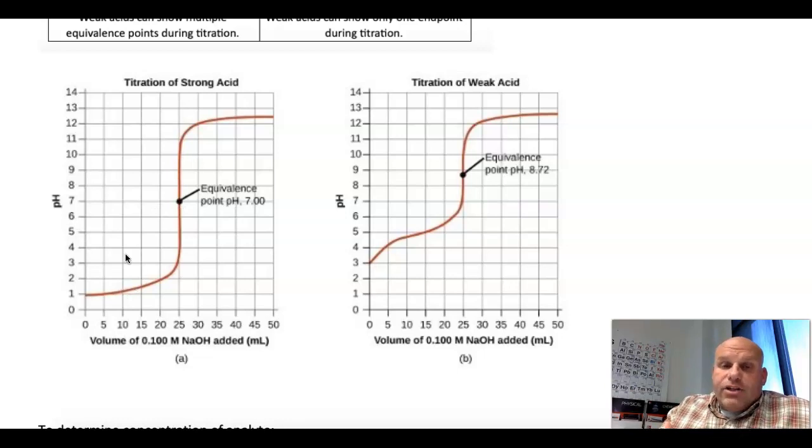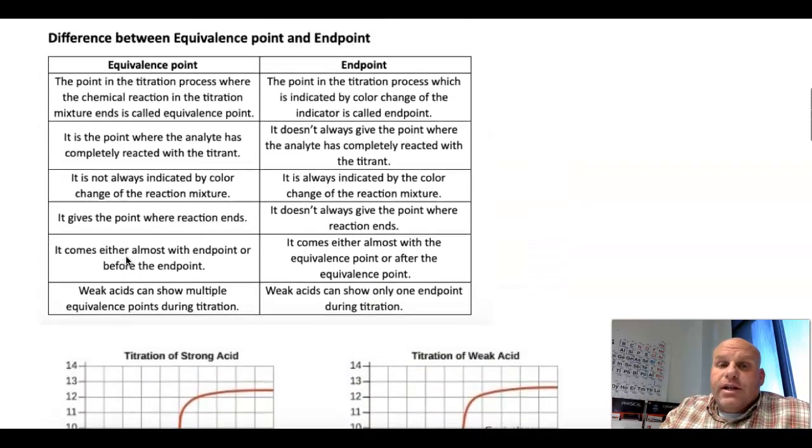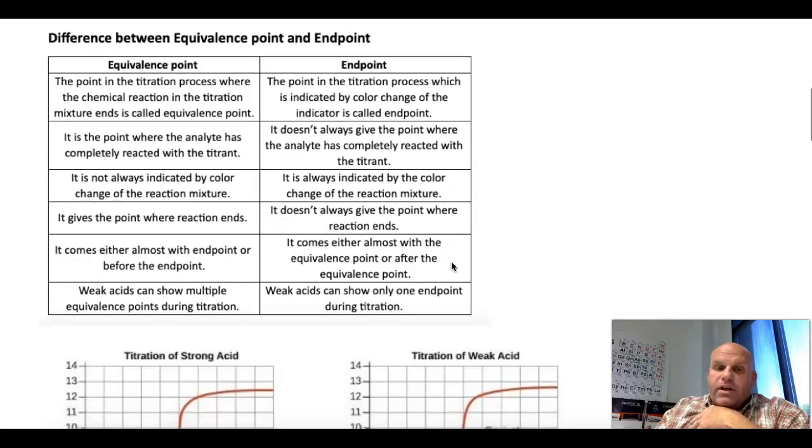We are going to be actually doing a titration not with a pH meter but with an indicator solution. So when I use an indicator solution, then what I'm finding is the endpoint. As it says here, it does not always give the point where the reaction ends. It comes either almost with the equivalence point or after the equivalence point is where the endpoint's going to happen.